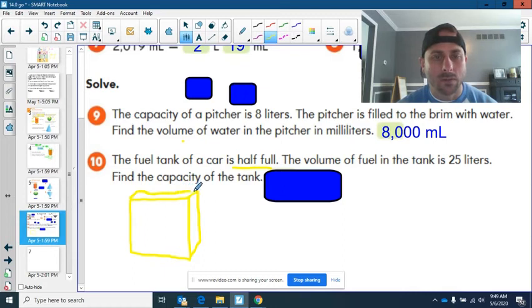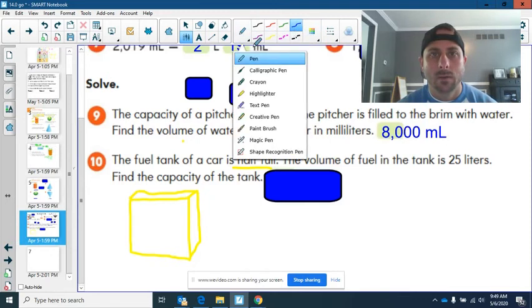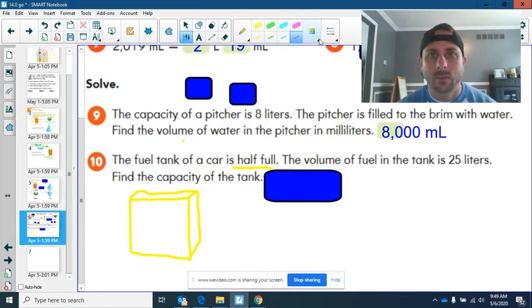Now, cars' fuel tanks are not rectangular prisms. All right, but you can probably hear my kids fighting in the background. Sorry about that.